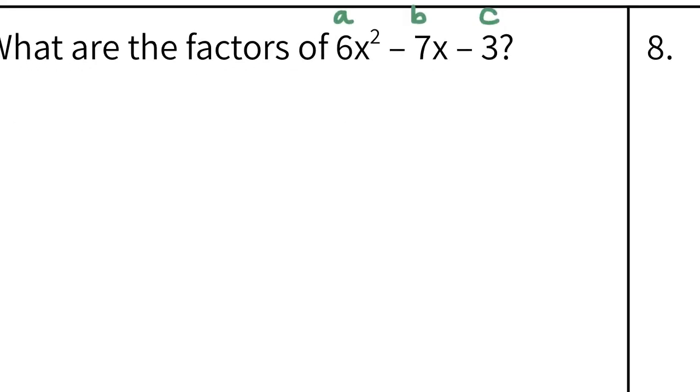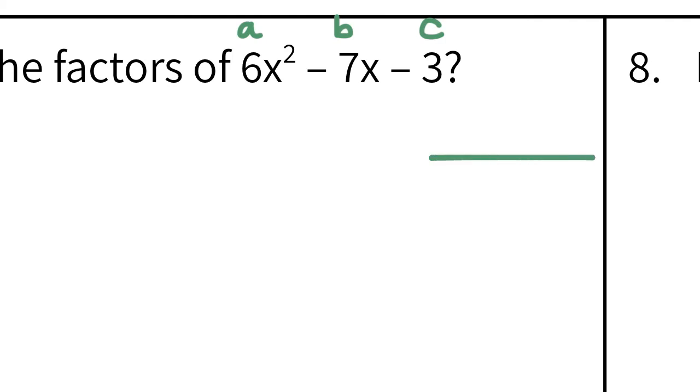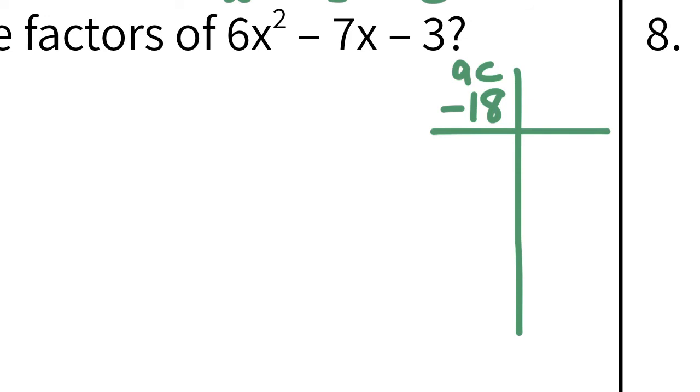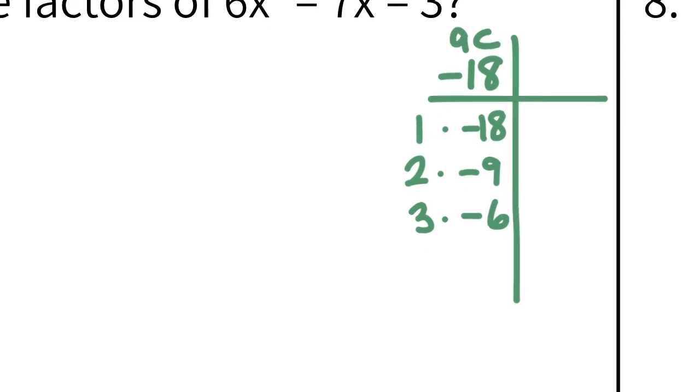So we're going to start by making our T chart. And on the left, we want to multiply A times C. So 6 times negative 3 is negative 18. So now let's list some factors. I can do 1 times negative 18, 2 times negative 9, 3 times negative 6. And then the negative could always be the other way around as well. So negative 1 times positive 18, negative 2 times 9, and negative 3 times 6.